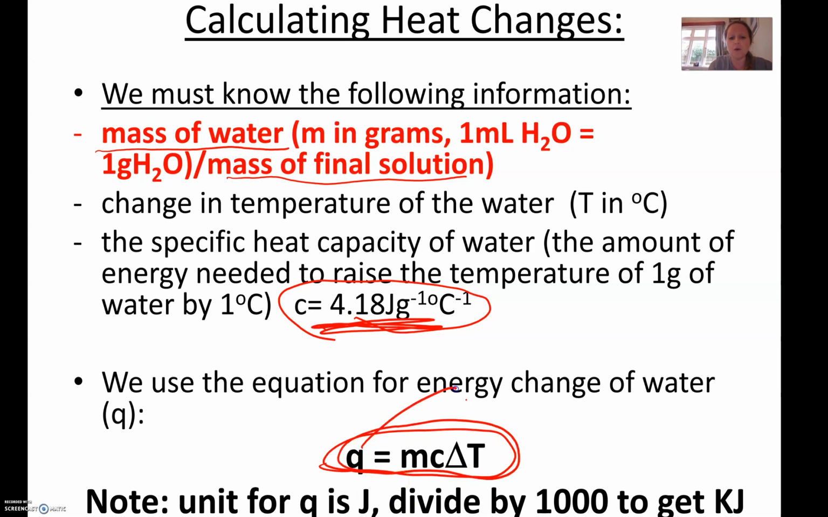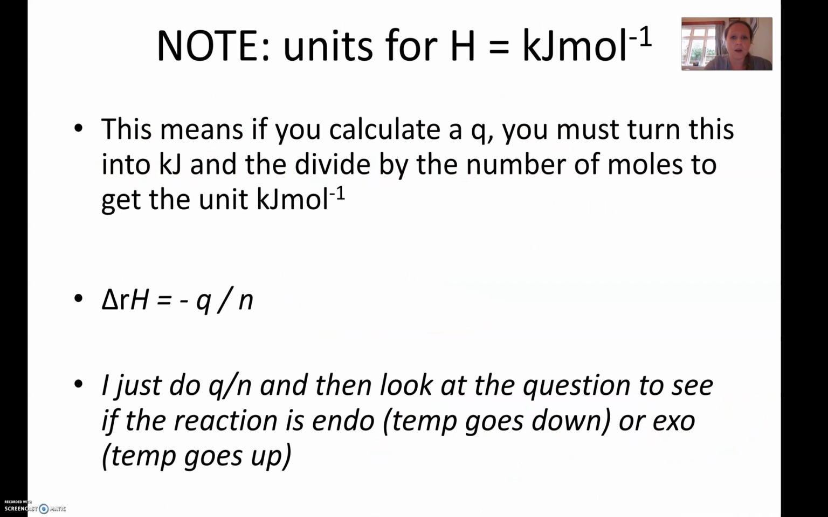Okay, now Q gives you the unit joules. So most of the units that you will have seen before that we've been using when we've been doing enthalpy of combustion and formation and whatnot, they've all got the units kilojoules per mole. So to go from joules to kilojoules, you need to divide by 1,000, okay? And so you will have to do that because the units that you're required to use for NZQA are kilojoules per mole.